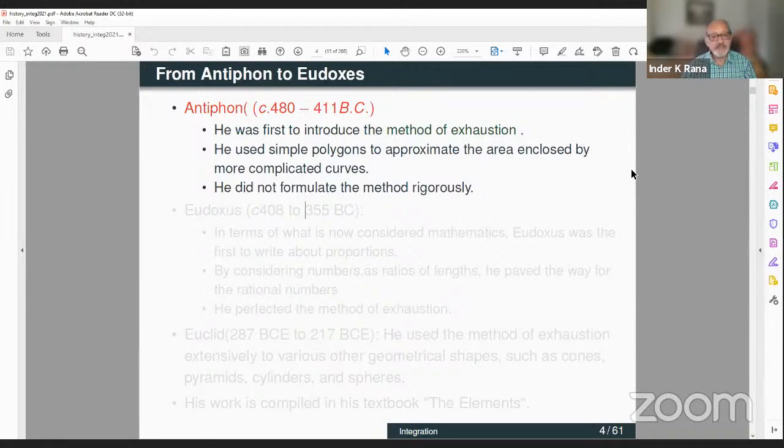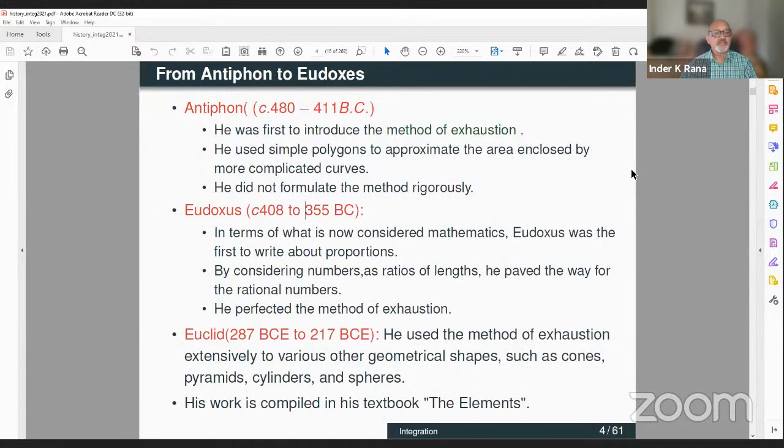Next comes Eudoxus, 408 to 355. He was the first one to introduce some kind of formalism in what we do nowadays in mathematics, like writing propositions and lemmas and so on. So he was the first one to introduce that way of writing mathematics.